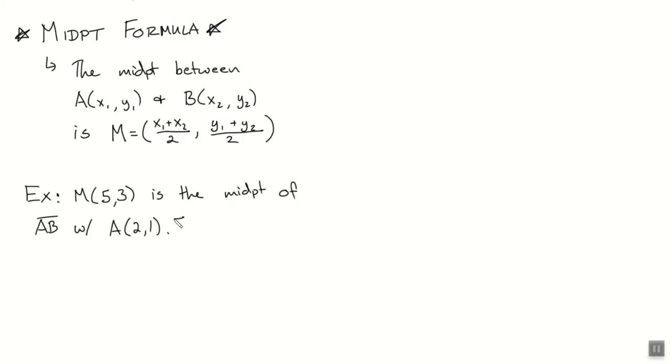I want you guys to help me find B. I want to find the other endpoint. So notice, we've switched it. Instead of saying, here's the endpoint, let's find a midpoint, I said, here's a midpoint and an endpoint. Let's find the other endpoint. Same math is happening, we're just rearranging it.